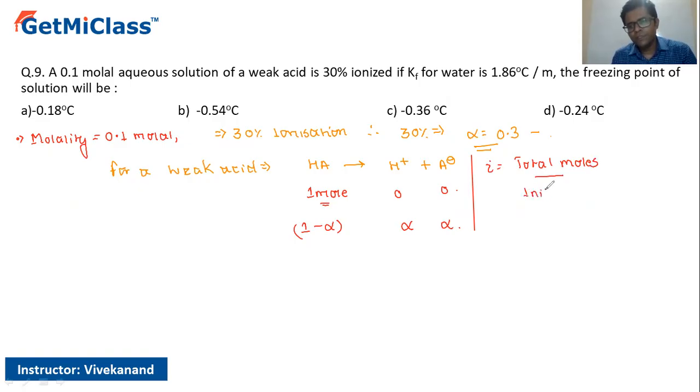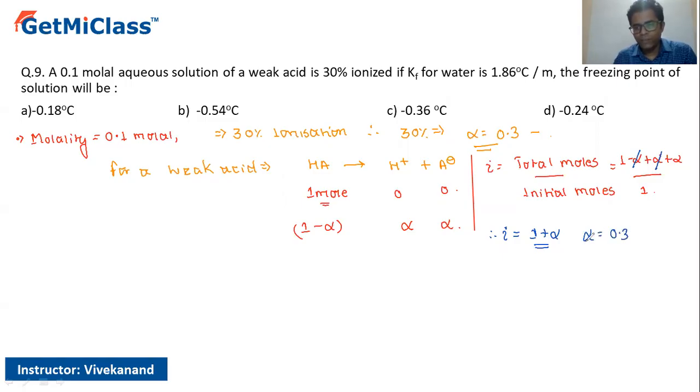So i is equal to the total moles over initial moles. This is equal to 1 minus alpha plus alpha plus alpha, the whole thing divided by initial moles. Initial mole was 1. So here the minus alpha and plus alpha get cancelled. Therefore, we have i equal to 1 plus alpha. But the alpha value is 0.3. So the i value is going to be 1.3.